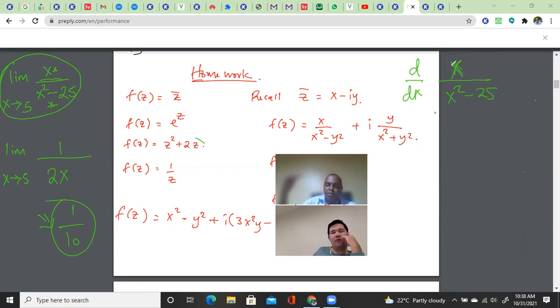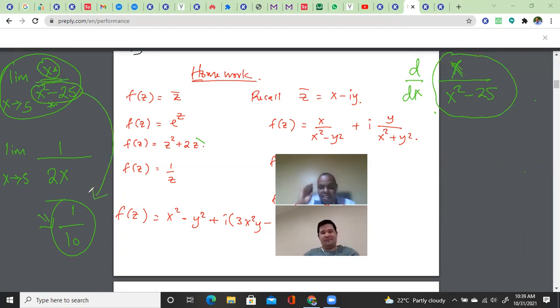You have to bring in the product and quotient rules to solve that. So that one is asking you for the derivative of the whole function. But L'Hopital's rule is just using the derivative of the top and the derivative of the bottom to give you the limit. So it's just giving you the limit. Okay, now it's clear. Much better.